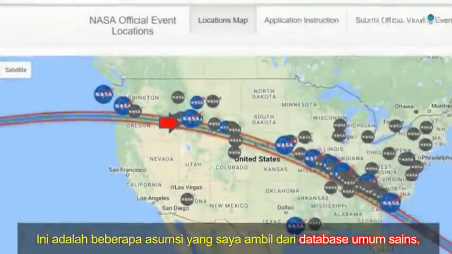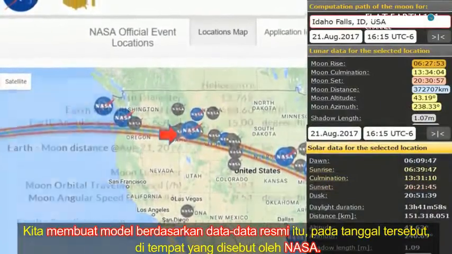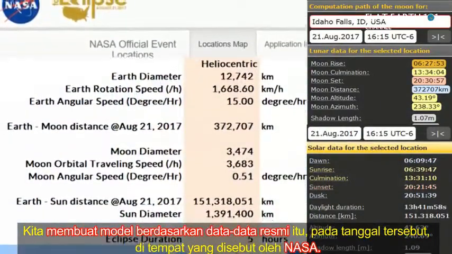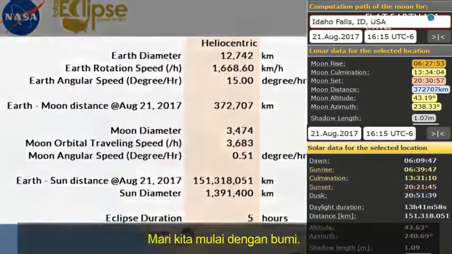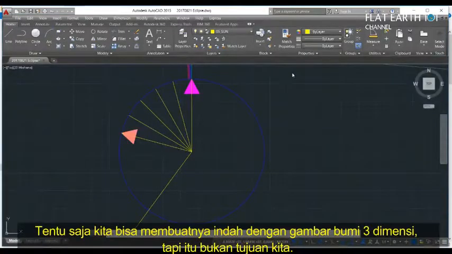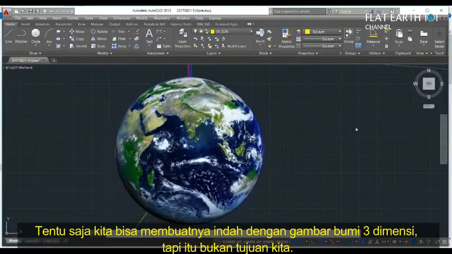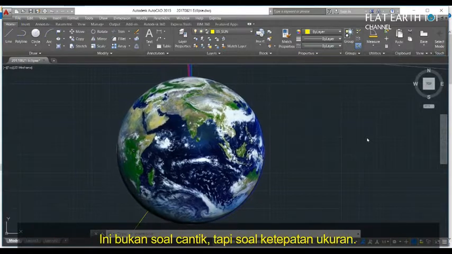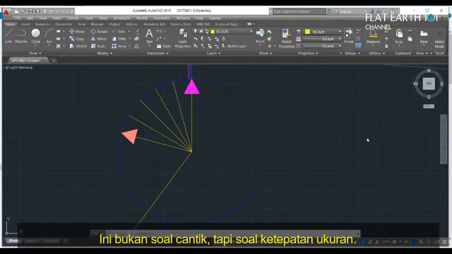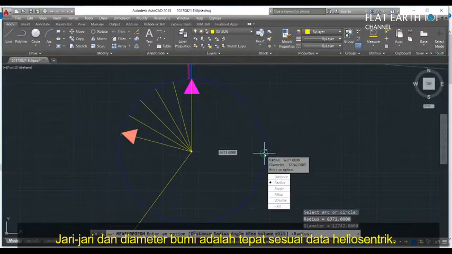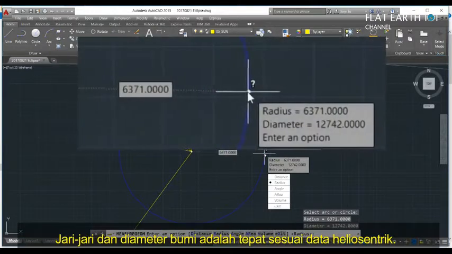These are the assumptions I took from mainstream science database. We made this model based on that official data at that particular date and that particular spot as referred by NASA. Let's start with the Earth. Of course we can make it pretty with 3D Earth, but that's not our objective now. It's not about beauty, it's about precision. The Earth radius and diameter are precise according to heliocentric data.